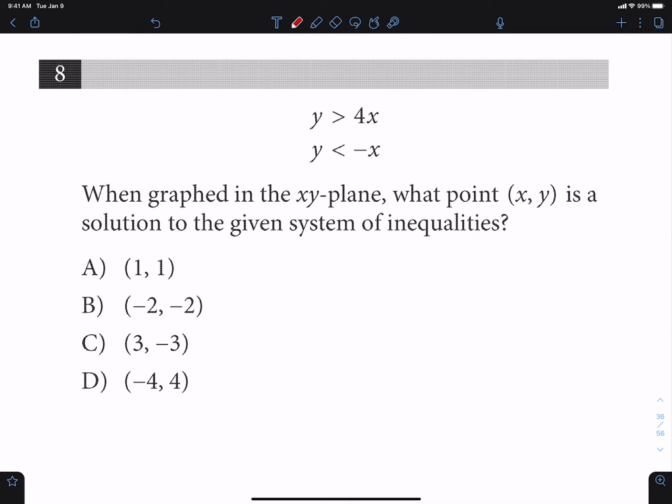Number 8. When graphed in the xy plane, the point xy is a solution to the given system of inequalities. Okay, so I'm going ahead and plug in each of these points and see which one holds true when plugged into this system of inequalities. So if we plug in 1, we get 1 is greater than 4. Not true, so it can't be A. Let's try negative 2. Negative 2 is greater than negative 8. That's true. Negative 2 is less than 2. Correct, so it's B.